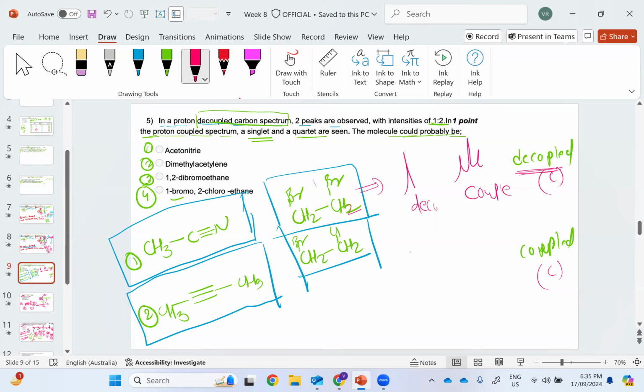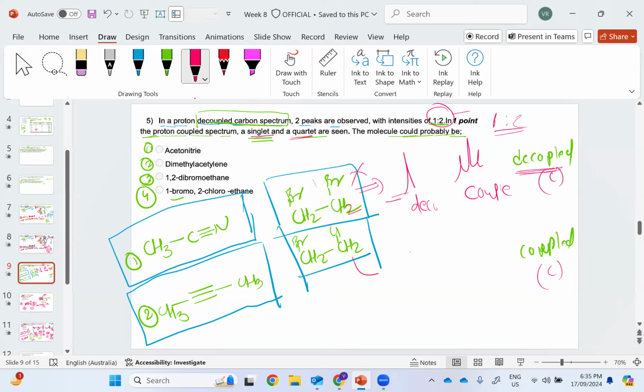It is mentioned that in the decoupled spectrum, it will show two signals with 1:2 intensity, right? And in the coupled spectrum, a singlet as well as a quartet. But obviously this is not the option here, because in the decoupled spectrum it will show only one signal. So this is obviously the wrong option.